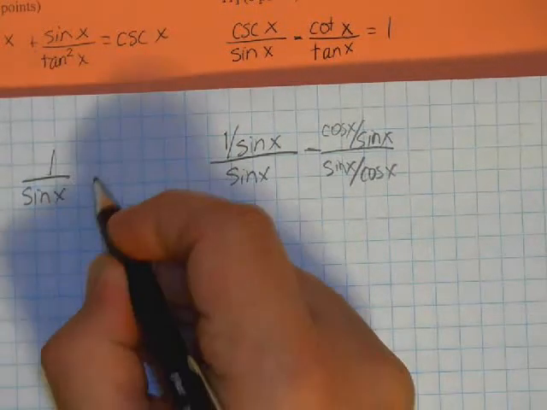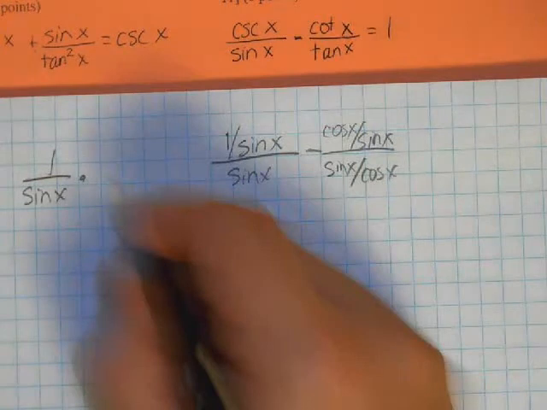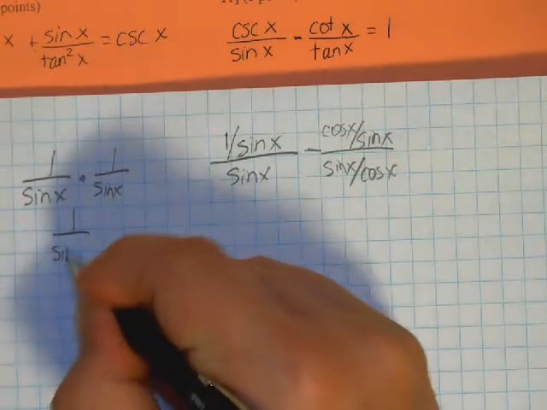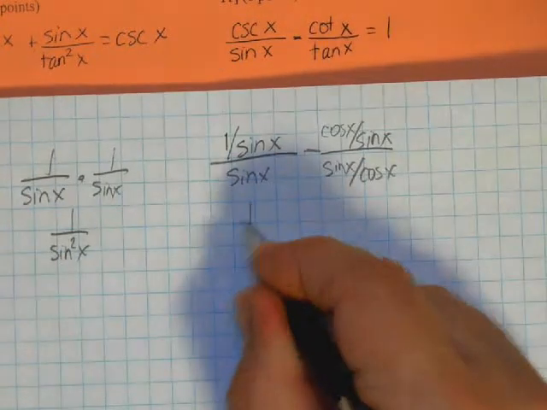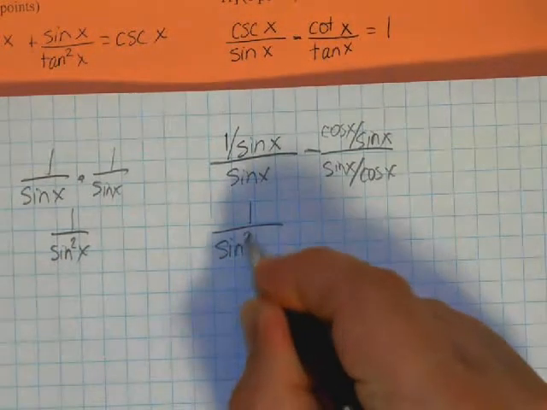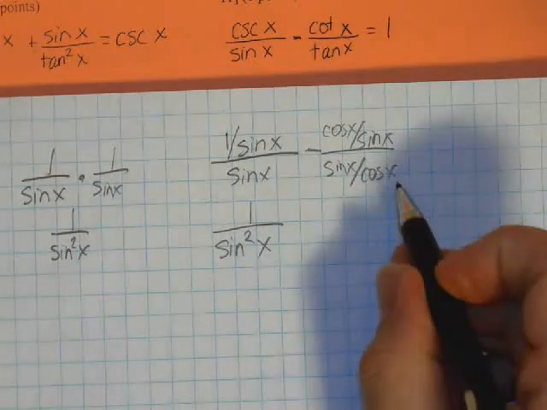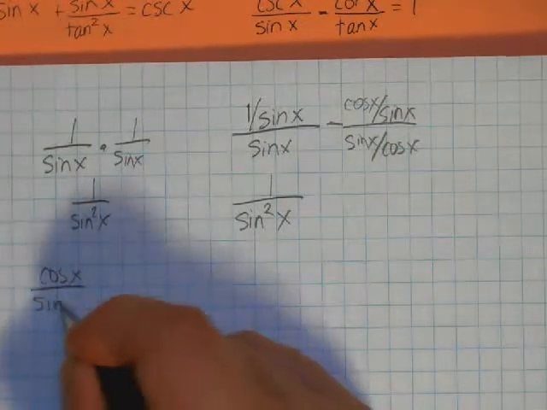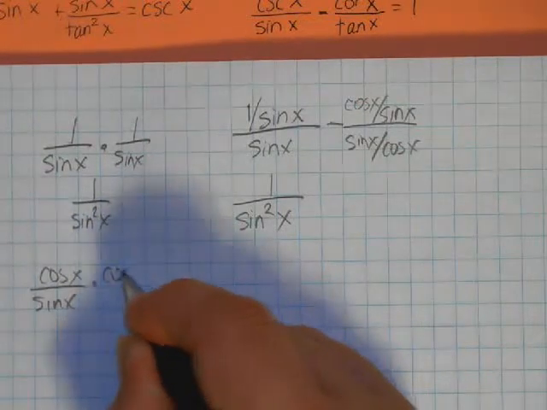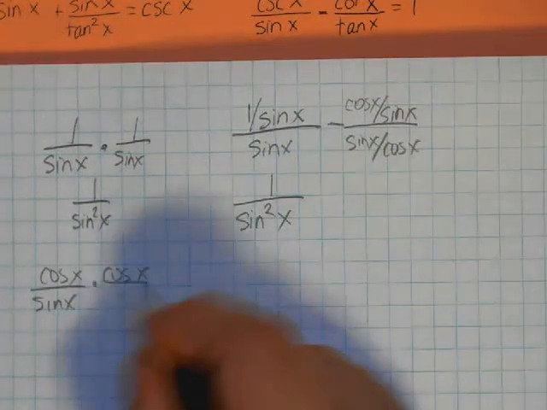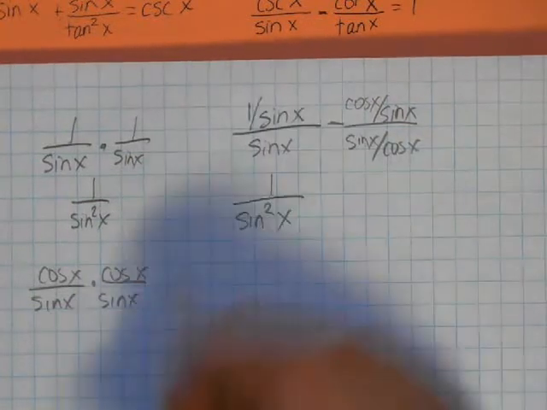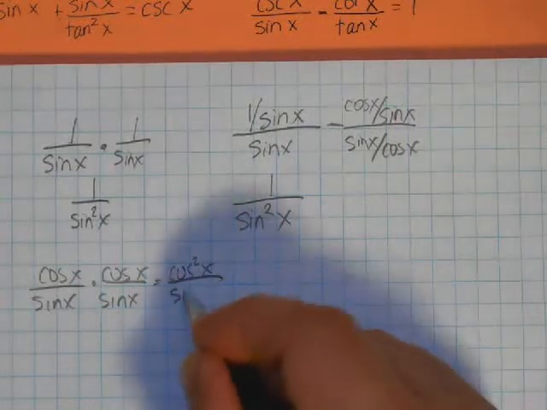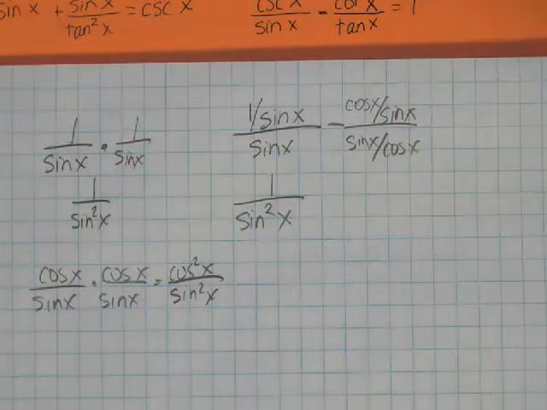So I get 1 over sine x times the reciprocal, which is 1 over sine x, which gives me 1 over sine x squared. And then for this one, I get cosine x over sine x times the reciprocal of sine x over cosine x, which gives me cosine squared x over sine squared x.